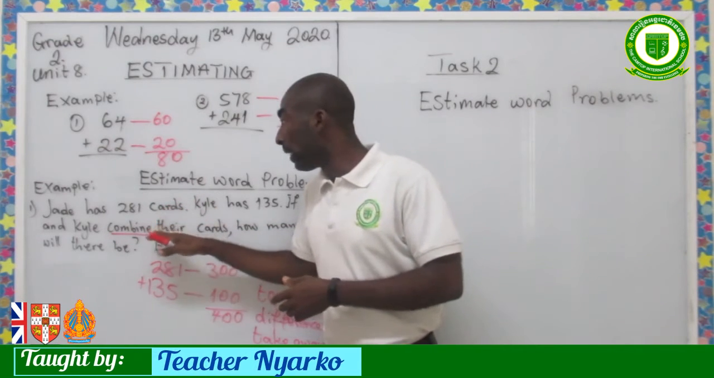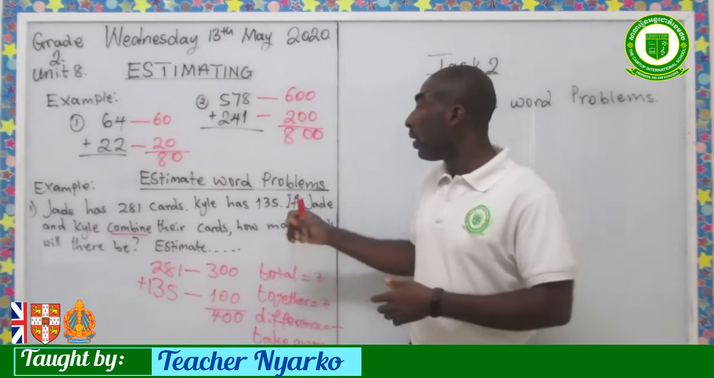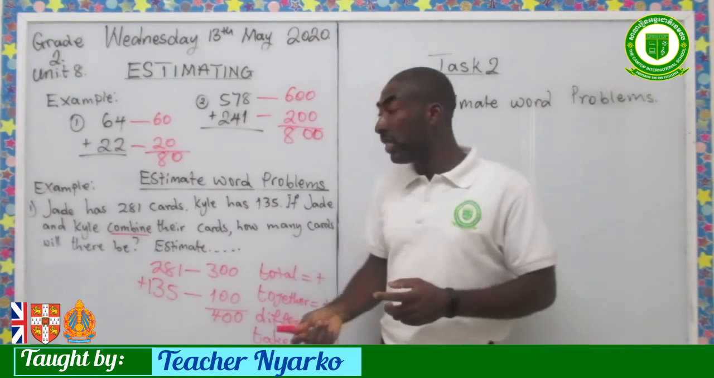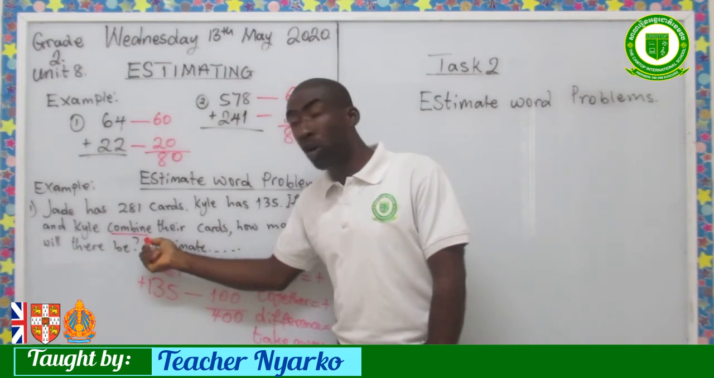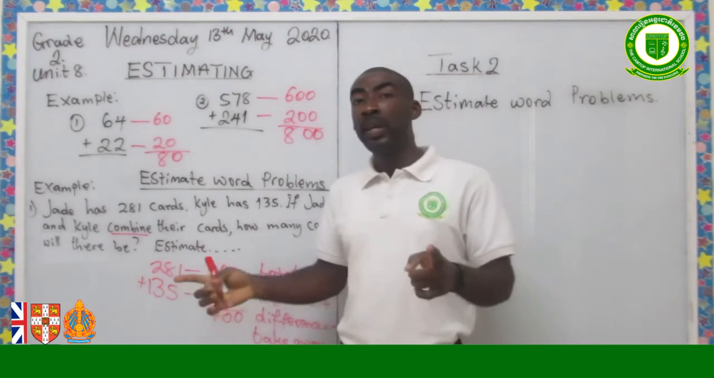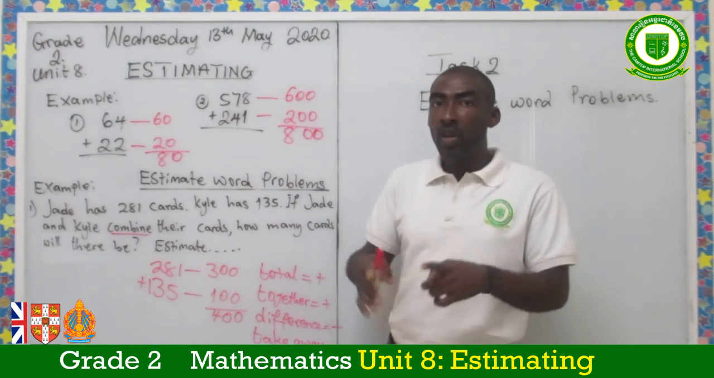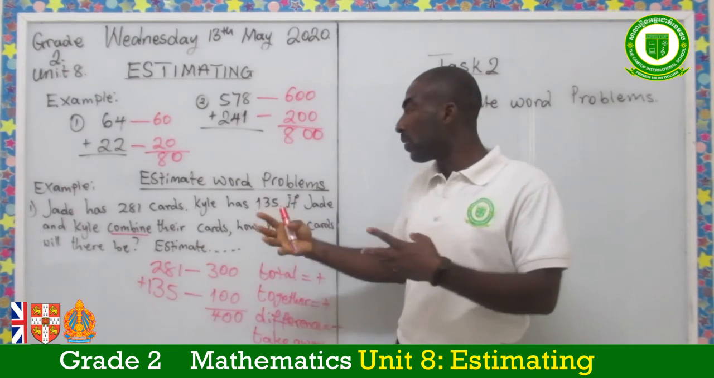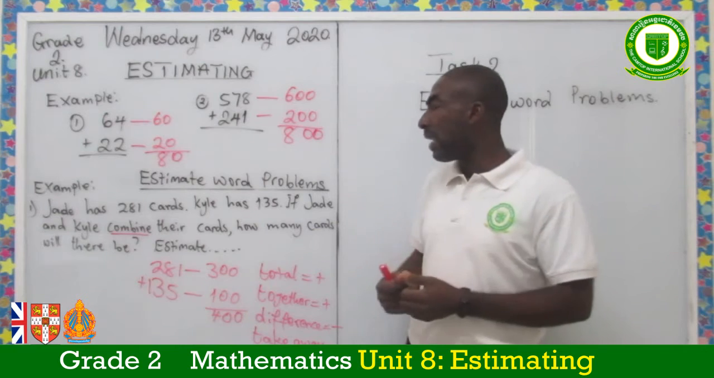Again, when you are dealing with estimating a word problem, you have to look for the keywords. So in this example, the keyword here is combine. So what is combine? Combine means you are bringing 2 things together. You are adding up 2 things. Or if it is more, combine means you are bringing all together by addition.